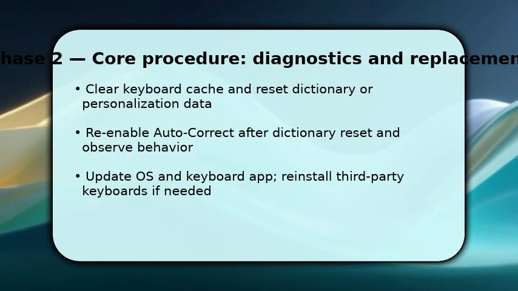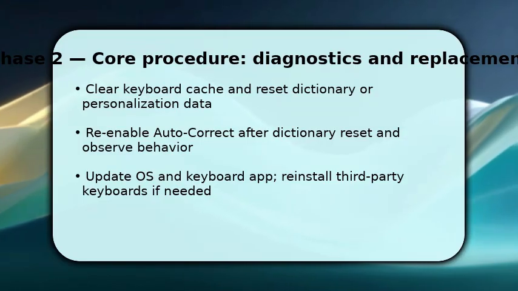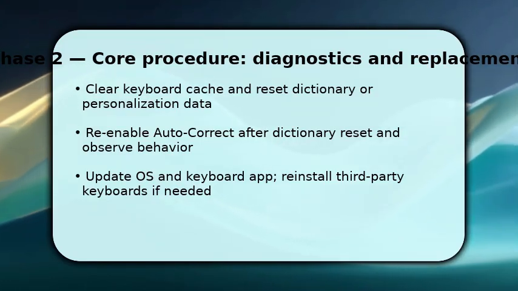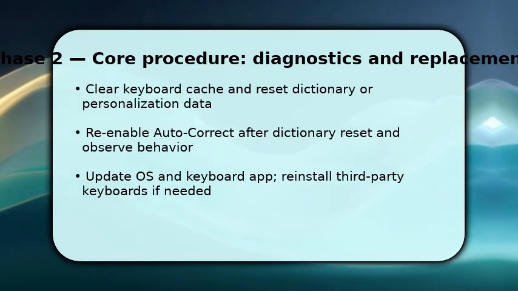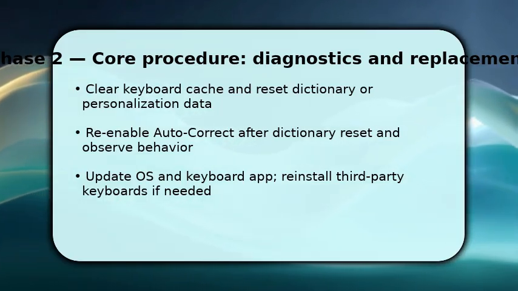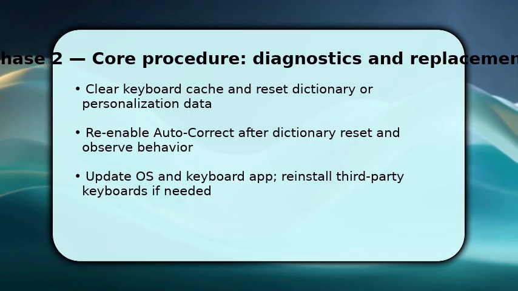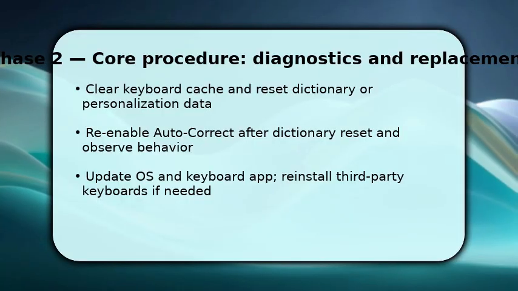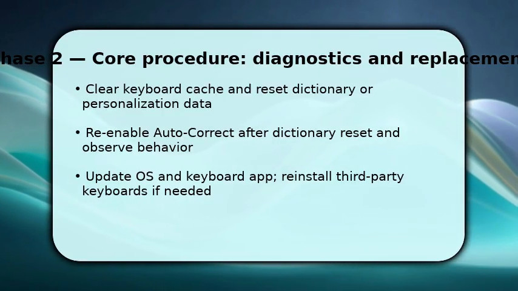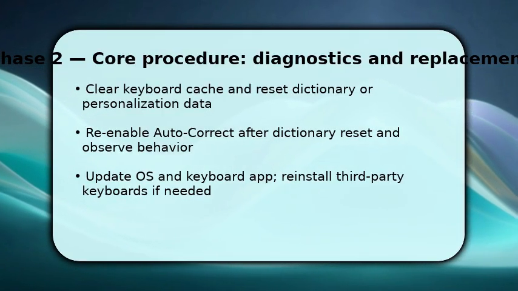You now remove the keyboard's learned history, clear cache, and reset the personal dictionary or keyboard personalization from the settings you opened. This forces the system to forget incorrect mappings that cause bad corrections. Once cleared, re-enable autocorrect and type predictable test phrases so you can monitor corrections in real time. This shows what's been fixed.